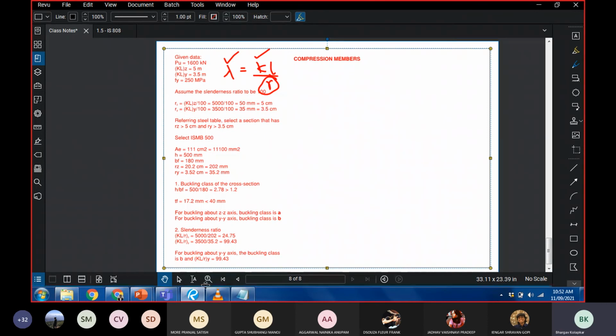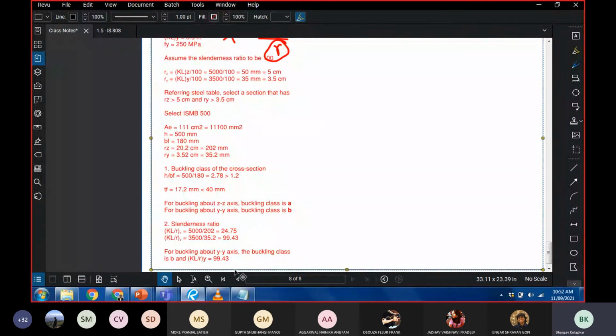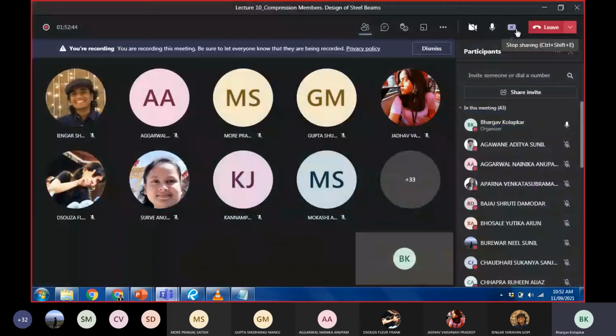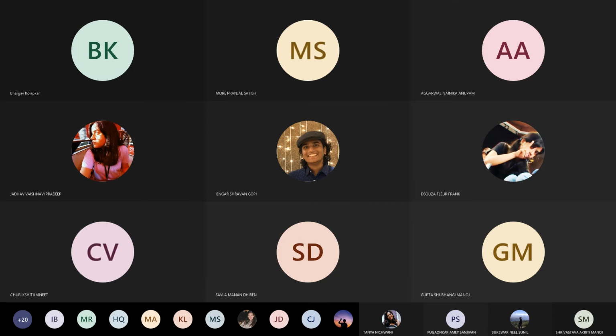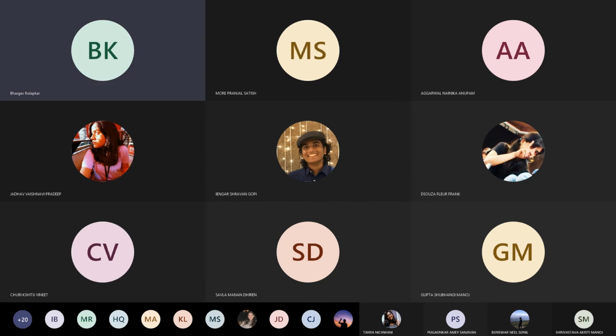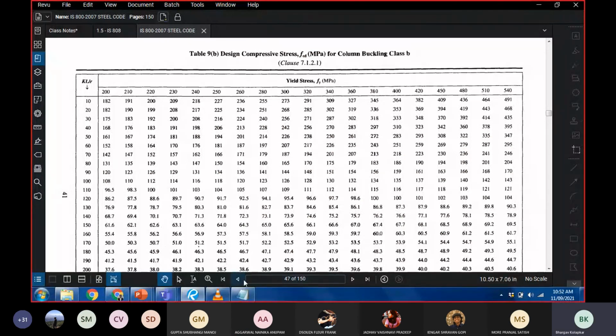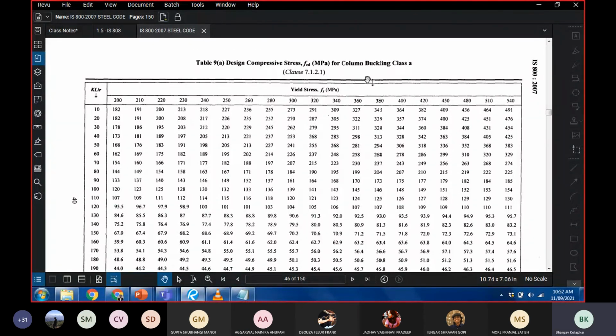Now we know the value of the slenderness ratio and the buckling class. Now we just go back to our IS code. The IS code gives tables for different buckling classes. This is Table 9A for buckling class A. We don't require this because our buckling class is B. So this is the design compressive stress for buckling class B.